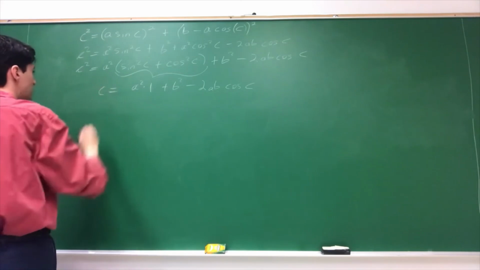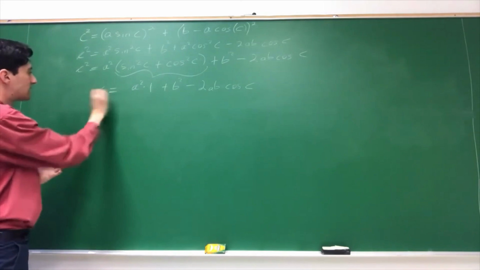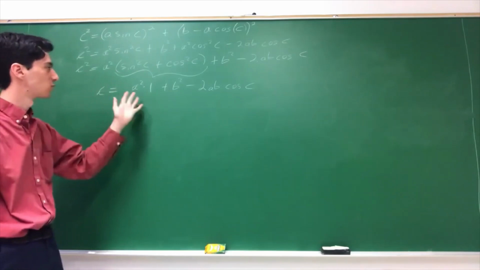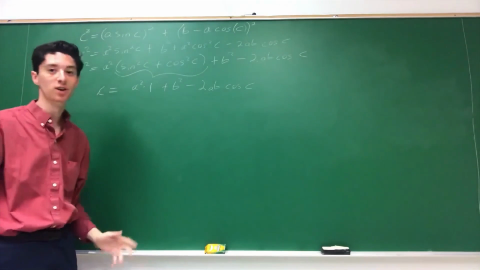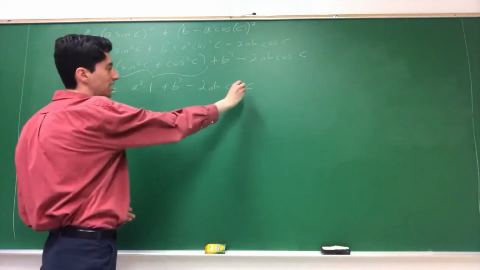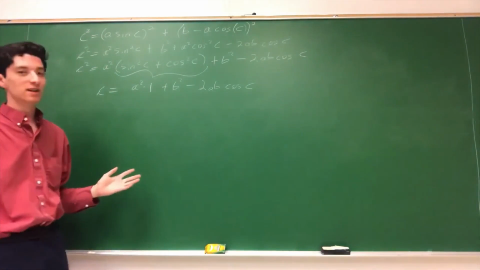And therefore, we can see that starting from this triangle, we have that c squared is equal to a squared plus b squared minus 2ab cosine of C, where in this case, this C is referring to the vertex. And this demonstrates the law of cosines.